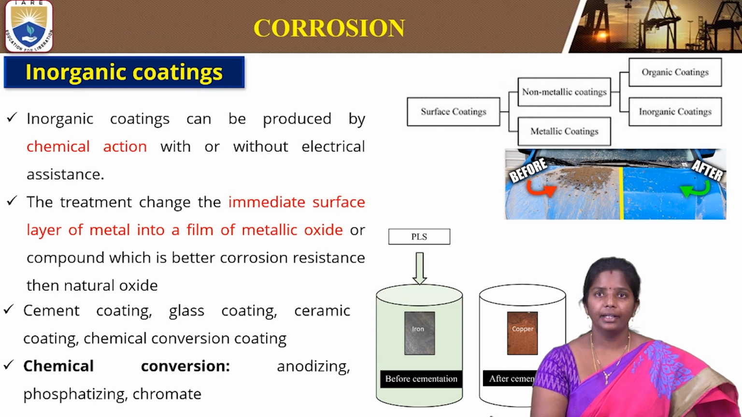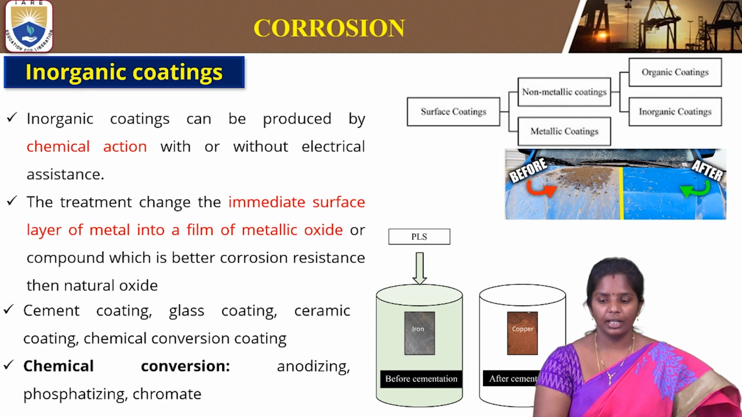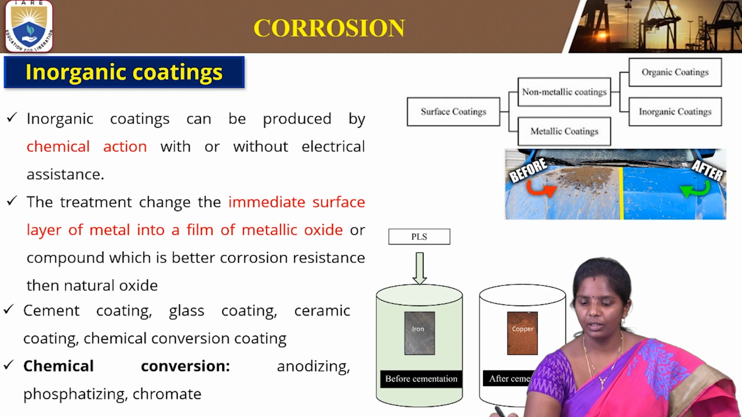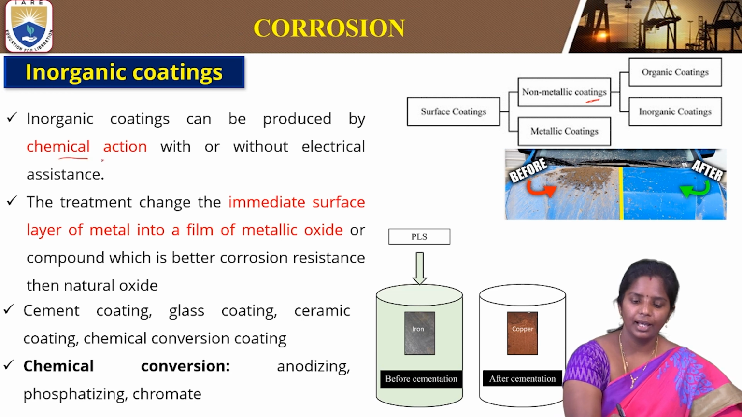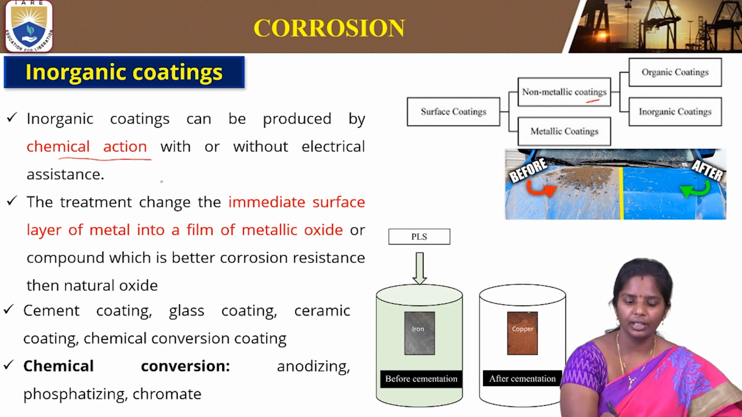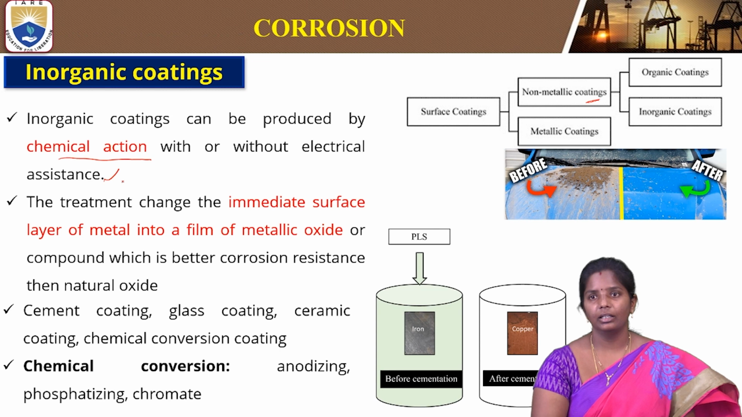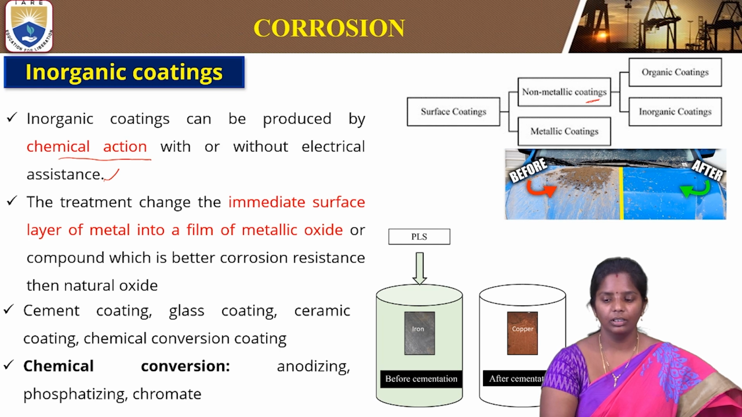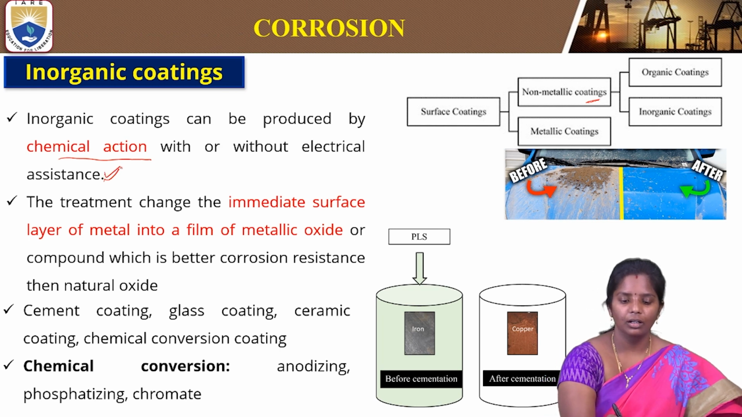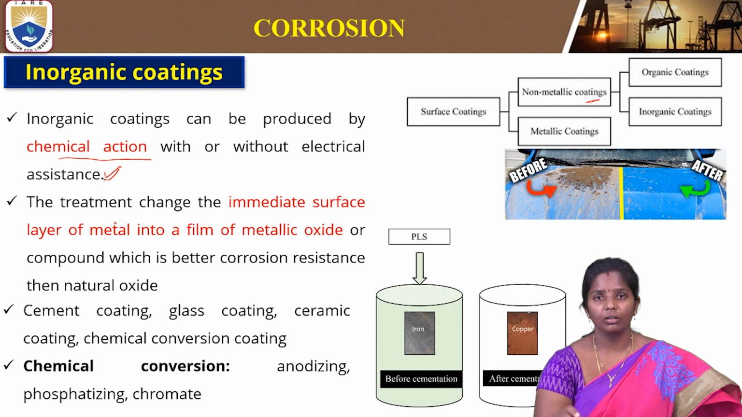Then are the inorganic coatings. As we have seen, these inorganic coatings come under non-metallic coatings. So what happens here? Inorganic coatings can be produced by chemical action, with or without electrical assistance. It can be a simple chemical process wherein the metal will be coated onto the base metal.